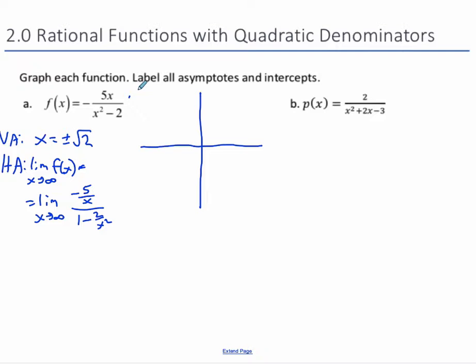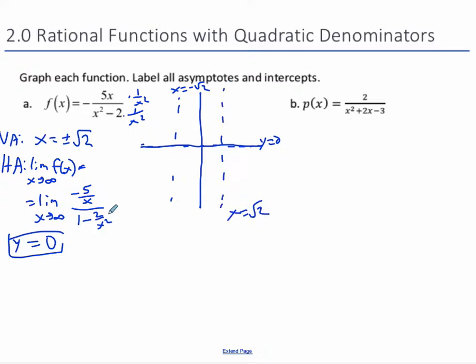Okay, so it's like I multiplied the numerator and denominator by 1 over x squared, and I got this, right? So this denominator gets really, really huge. This number approaches 0. And this approaches 0, so the whole thing, the limit is 0. So we have a horizontal asymptote at y equals 0. So we have that. Y equals 0 is an asymptote. We have x equals negative root 2, x equals root 2 are our vertical asymptotes.